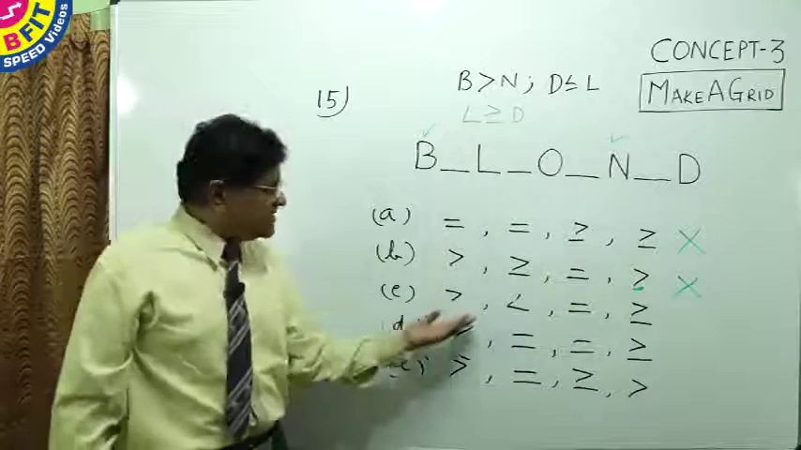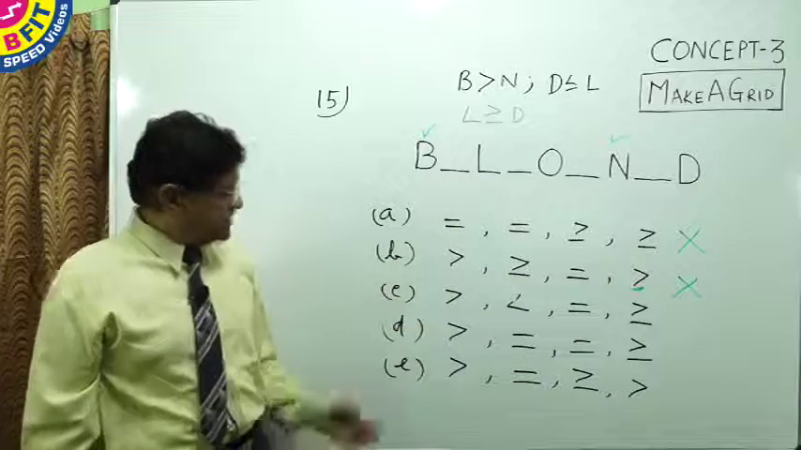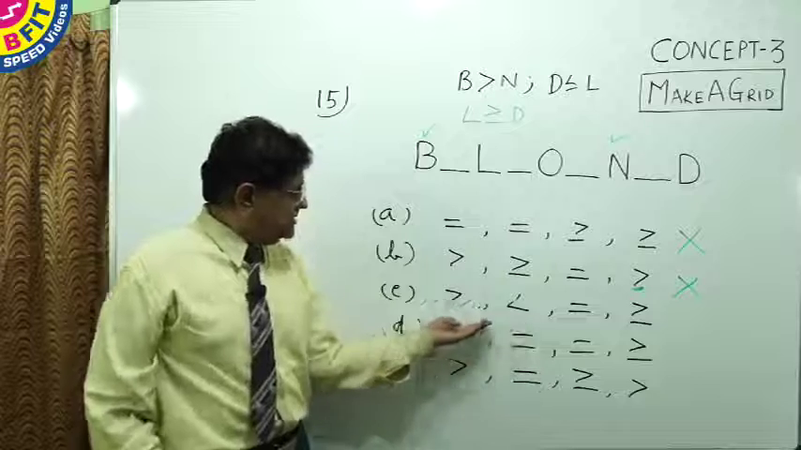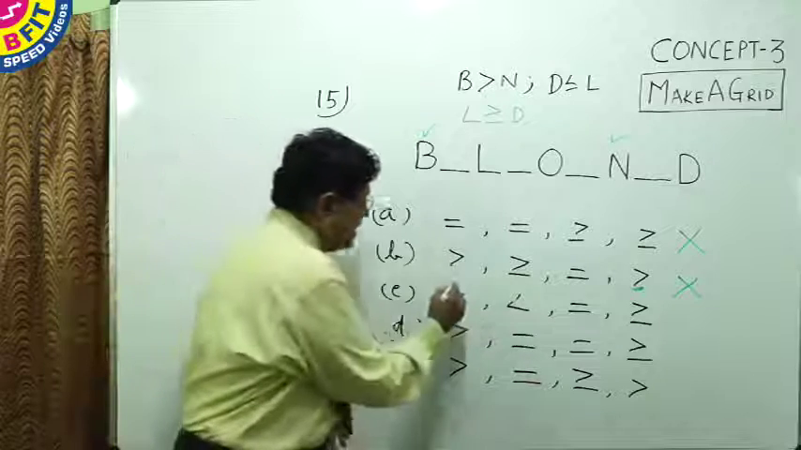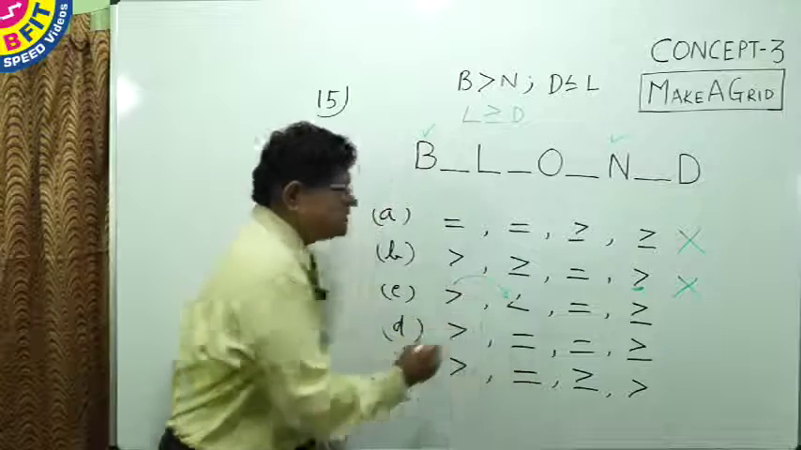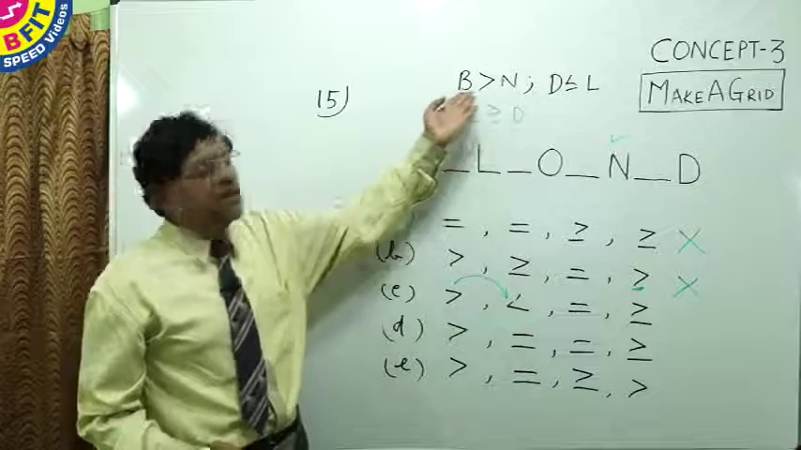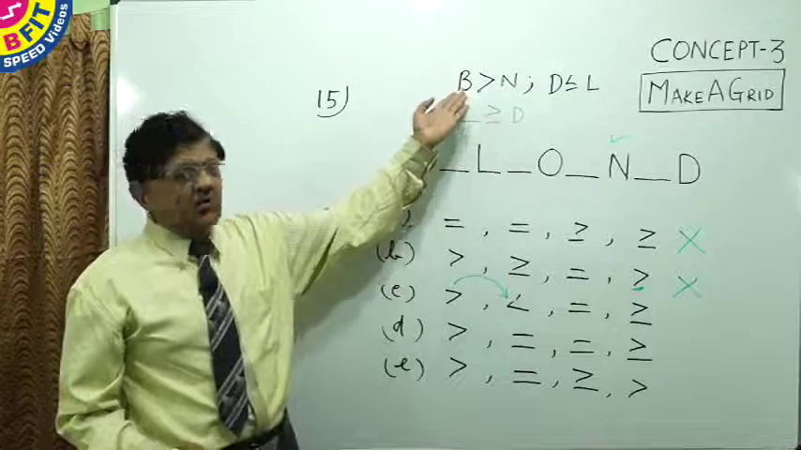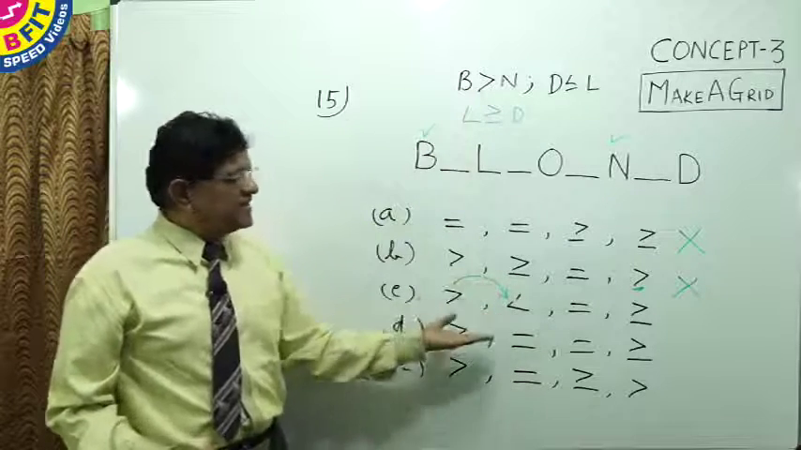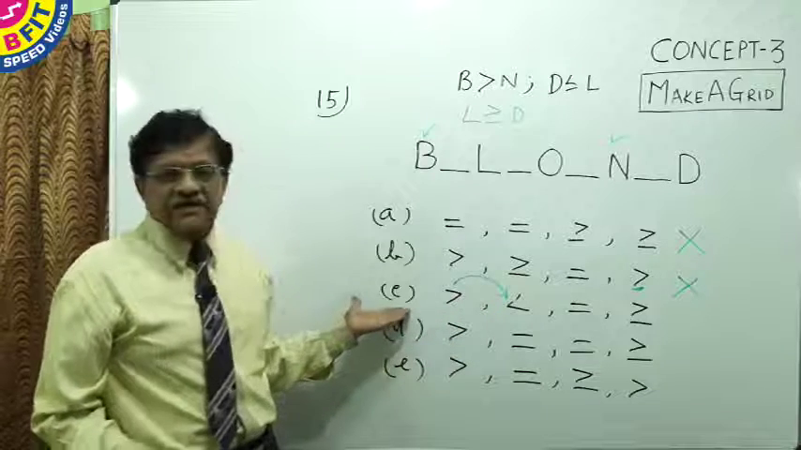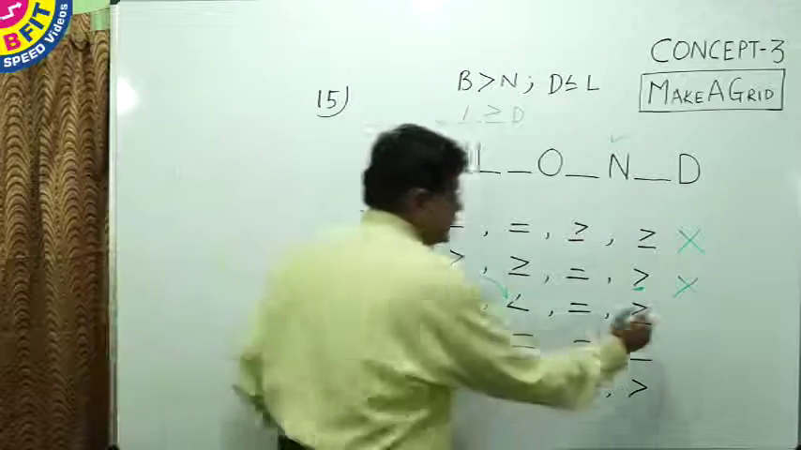Now let us go to option C. Option C, look at the options. First itself you find competing or opposing symbols. If there is an opposing symbol, you cannot have B is greater than N. So this opposing symbol will straight away tell you that this option cannot be correct. Therefore, you remove this.